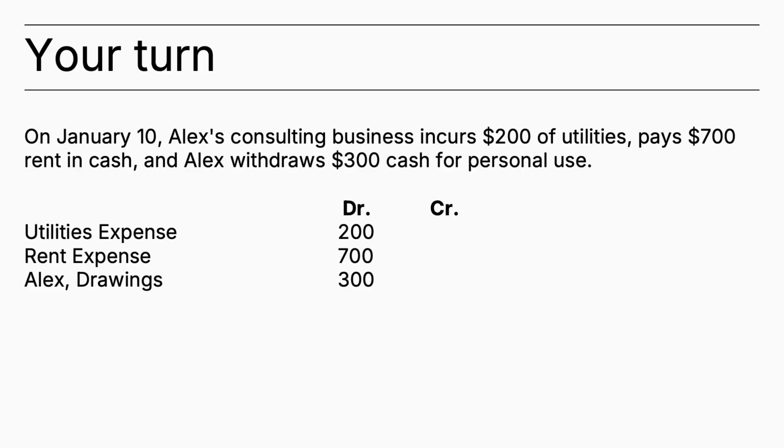Now, let's look at the credit side. The business paid a total of 1,000 in cash. That's 700 for rent and 300 withdrawn by Alex. Since cash decreases, we credit cash for 1,000. Then, we saw the utilities were incurred but not paid. Because the business still owes that amount, accounts payable increases by 200. Liabilities increase with credits, so we credit accounts payable for 200. You can also use utilities payable.